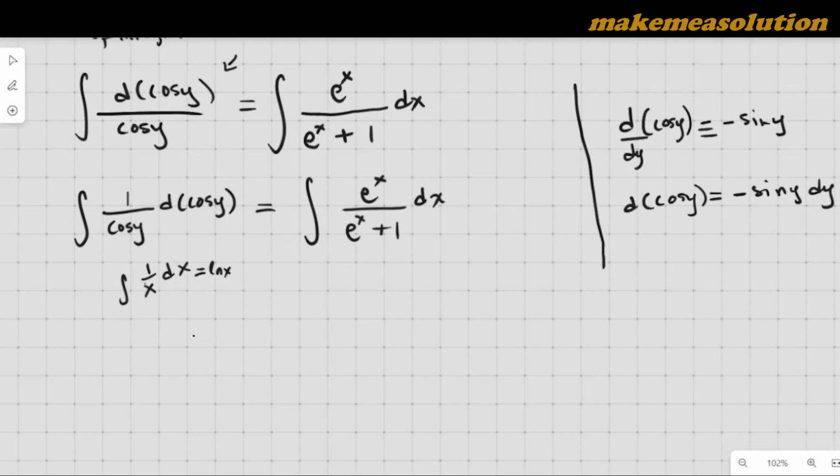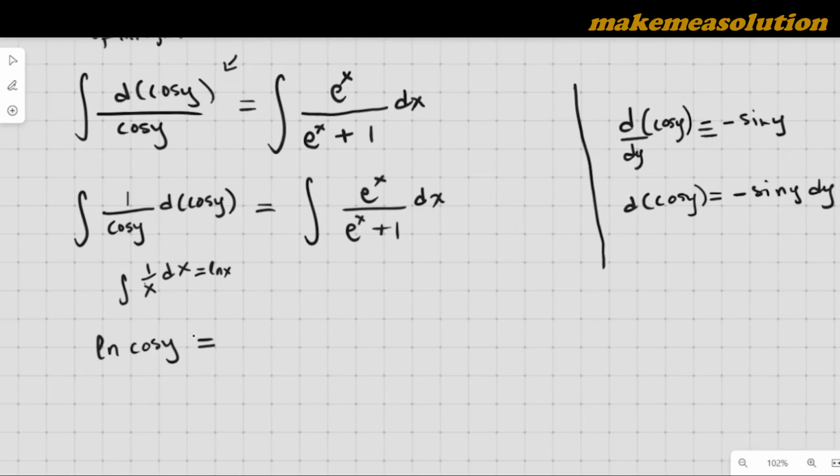Okay, now I'm going to apply it to this particular left hand side. So this should give me ln of cos y, right? Ln of cos y is equal to, then the same thing applies to the right hand side. How do we particularly integrate this particular expression?